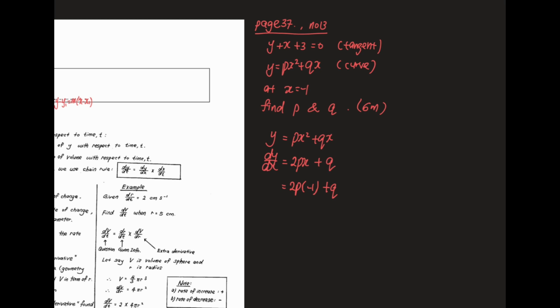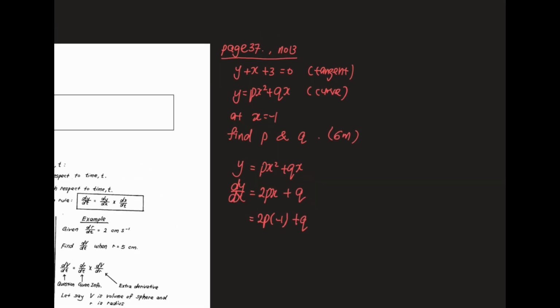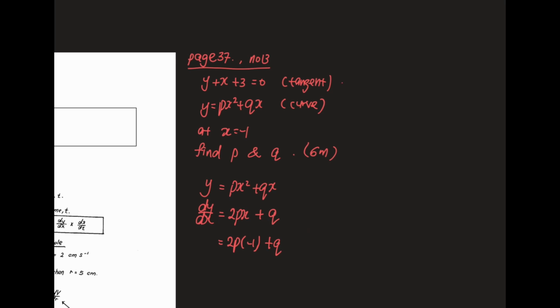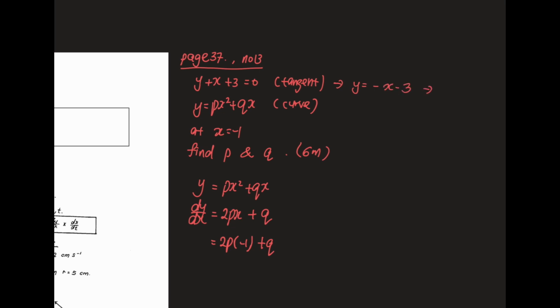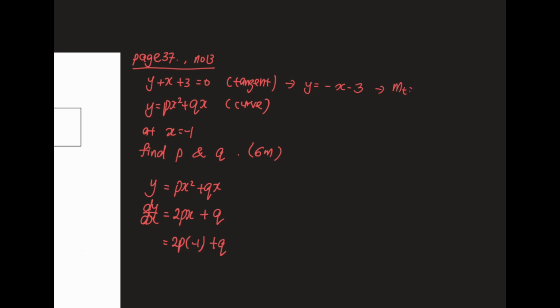And it is equal to gradient of tangent. Gradient of tangent, you can find it easily by looking at the equation of tangent here. You rearrange it in the form of y equal to mx plus c. Then you will get gradient of tangent. Gradient of tangent is -1.